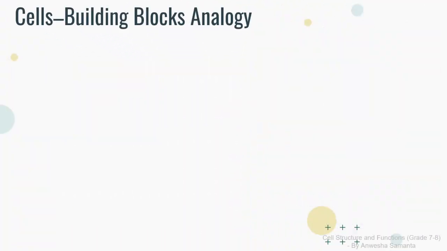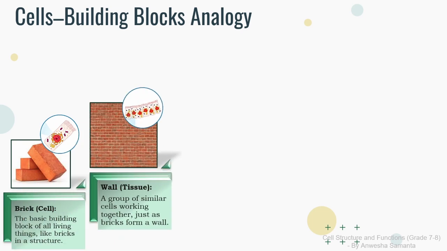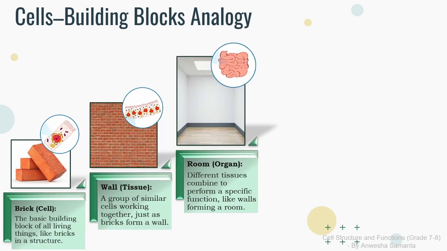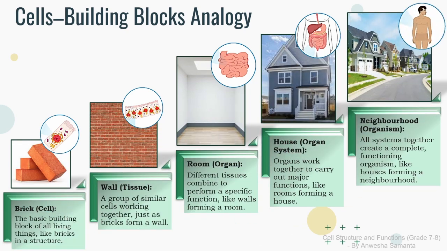Think of it like this. A single brick is like a cell. Bricks together form a wall, like cells forming a tissue. Different walls come together to make a room, like tissues forming an organ. Rooms join to make a house, like organs forming an organ system. And many houses make a neighborhood, just like organ systems come together to form an organism.